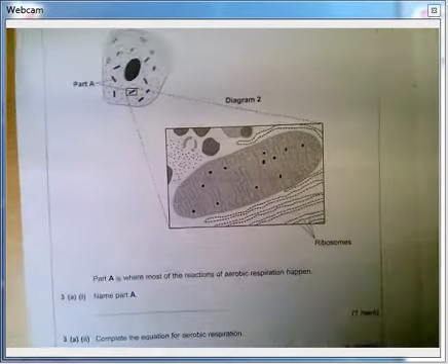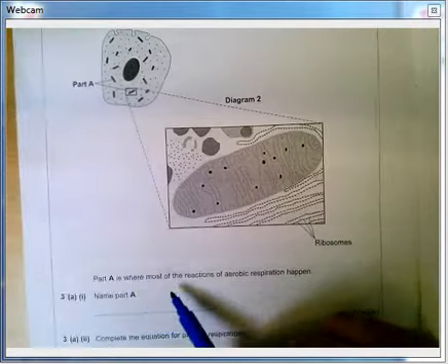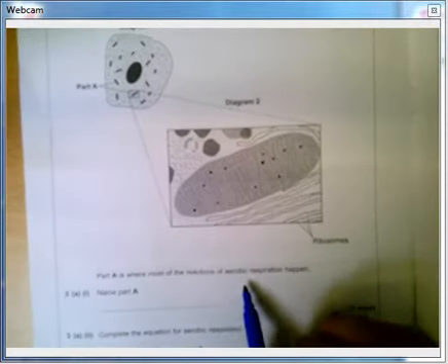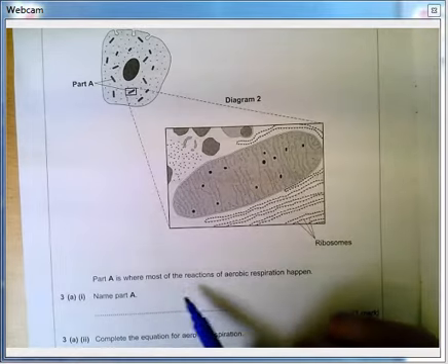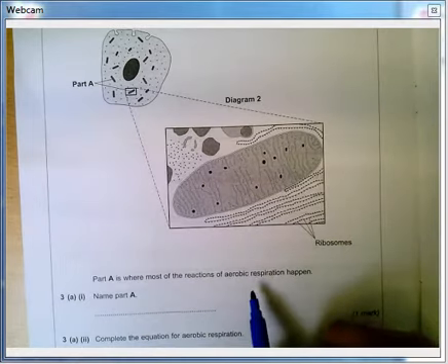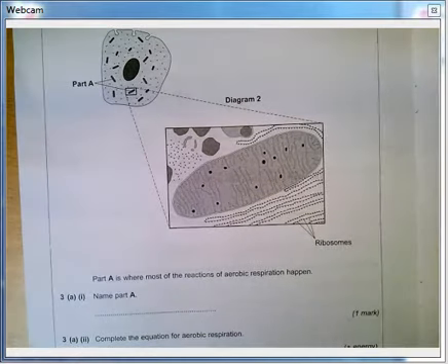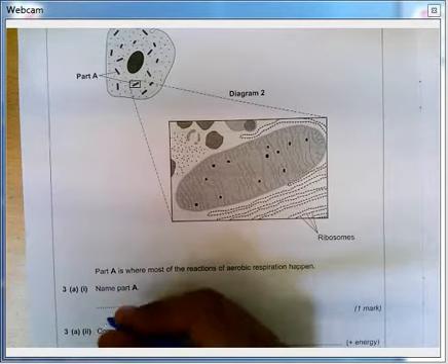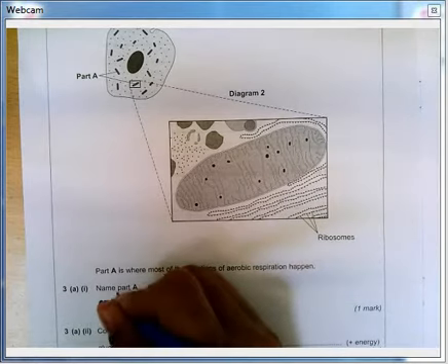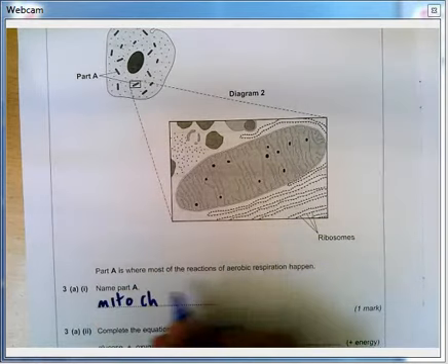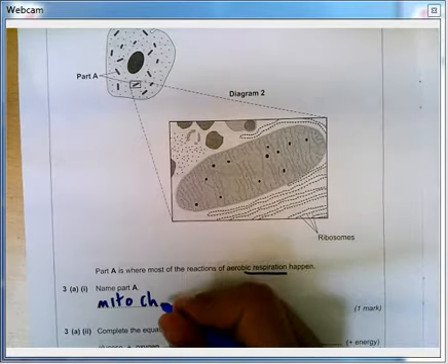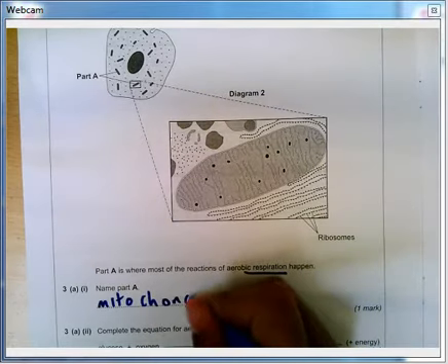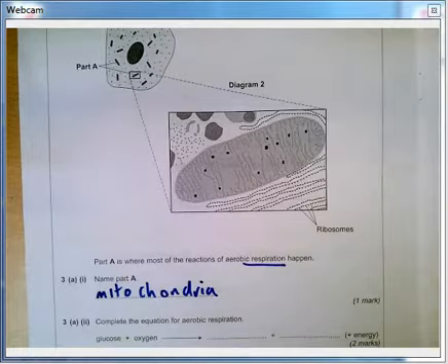Okay, right. So part A is where most of the reactions of aerobic respiration happen. So where's part A? Remember, wherever you've got respiration taking place, it's going to be in mitochondria. It's a giveaway from the sentence that respiration is taking place there. Okay, so mitochondria is part A.